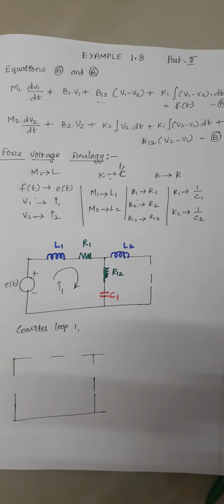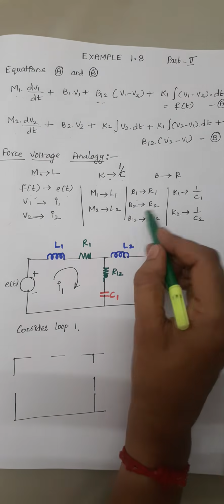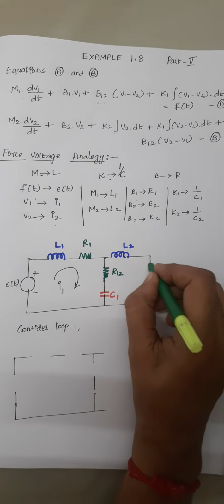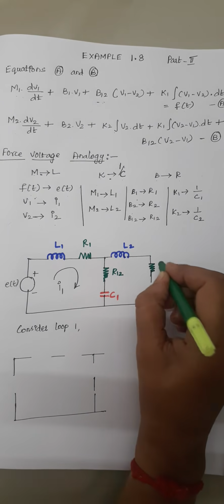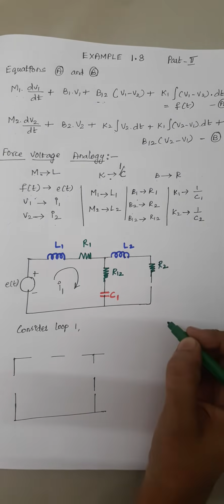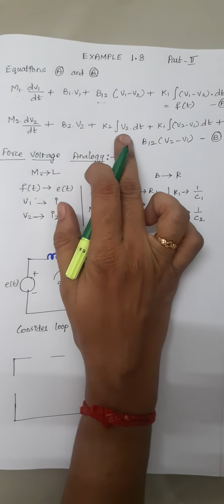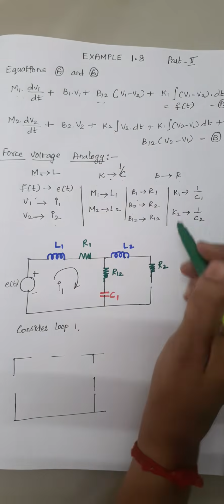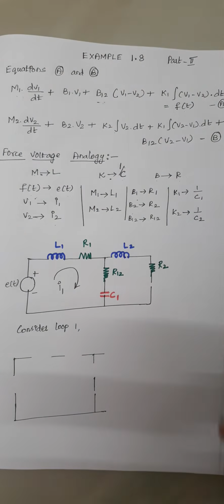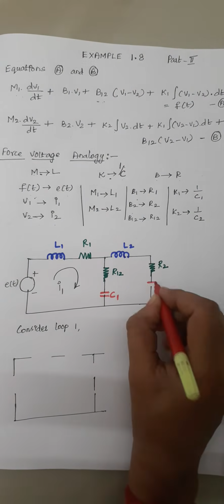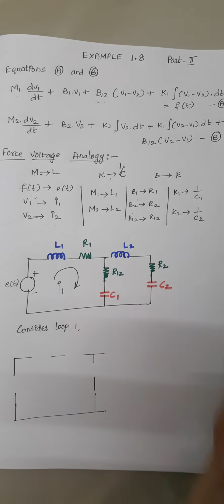So again B2 is nothing but it is represented as R2. So just draw a resistor here. This is nothing but your R2. Then the next one is K2, and this K2 is related only with V2. Right. So K2 is nothing but 1 by C2. So just draw a capacitor C2 here.